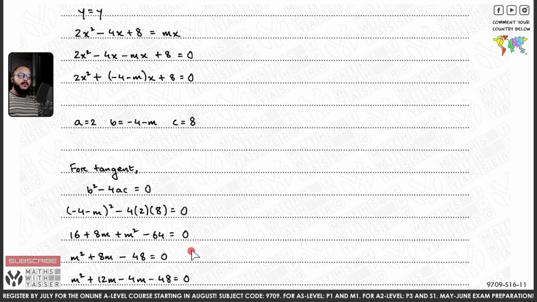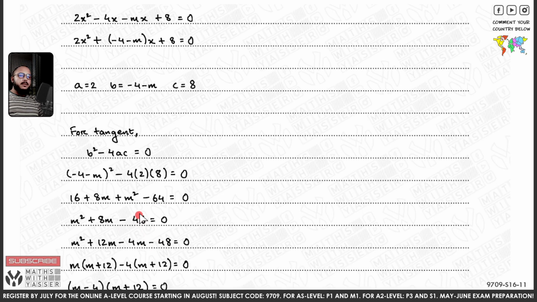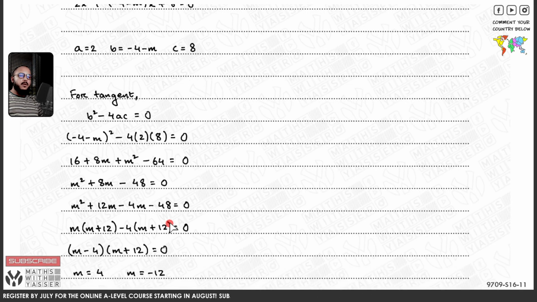equal to 0. So if I expand this with the rule of a minus b whole square, I get 16 plus 8m plus m square, and this is minus 64. Simplifying this, we get m square plus 8m minus 48 equals to 0. Or we can say m square plus 12m minus 4m minus 48 equals to 0.